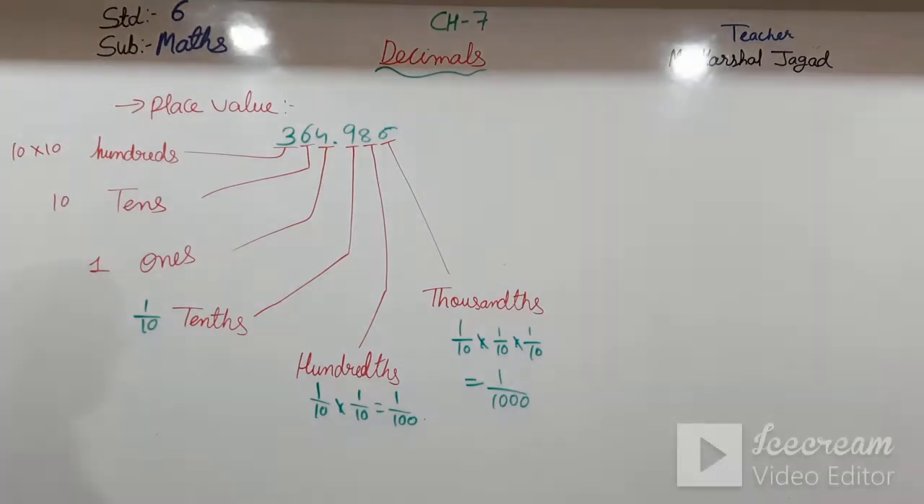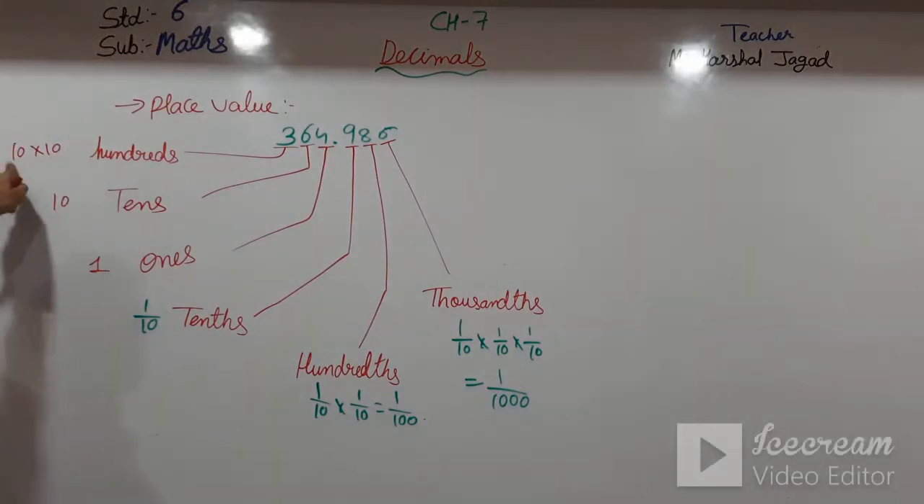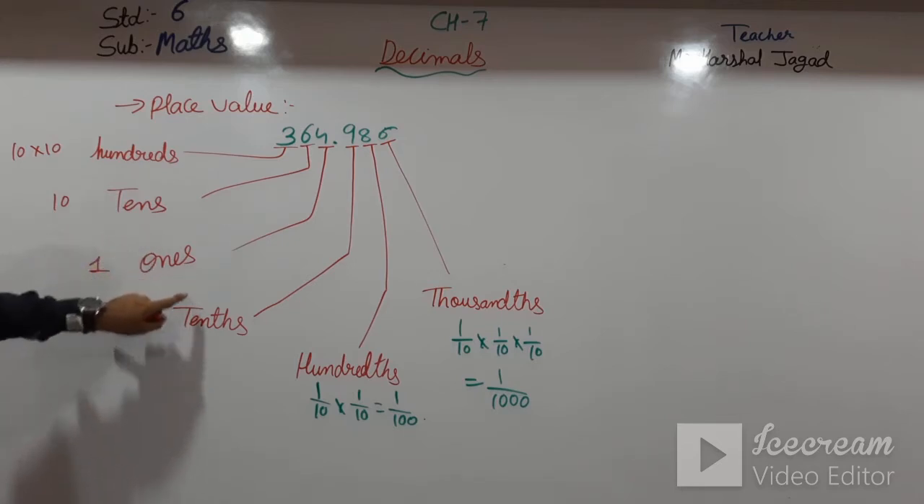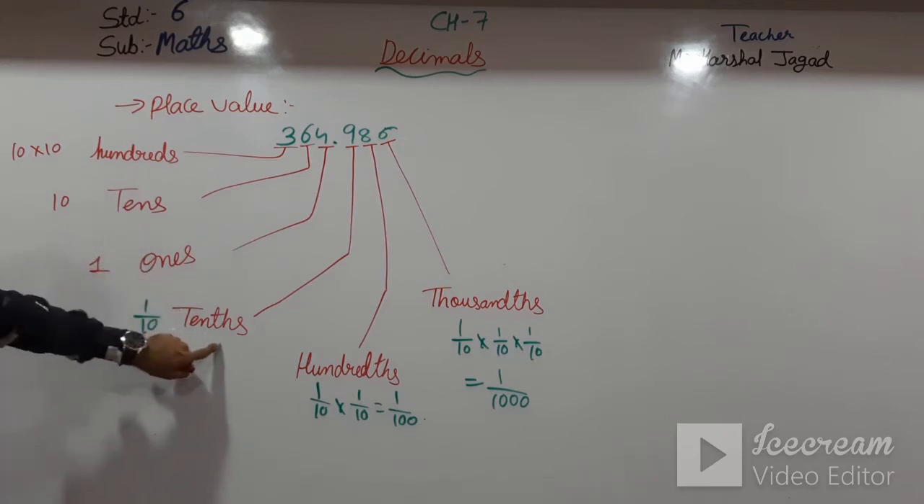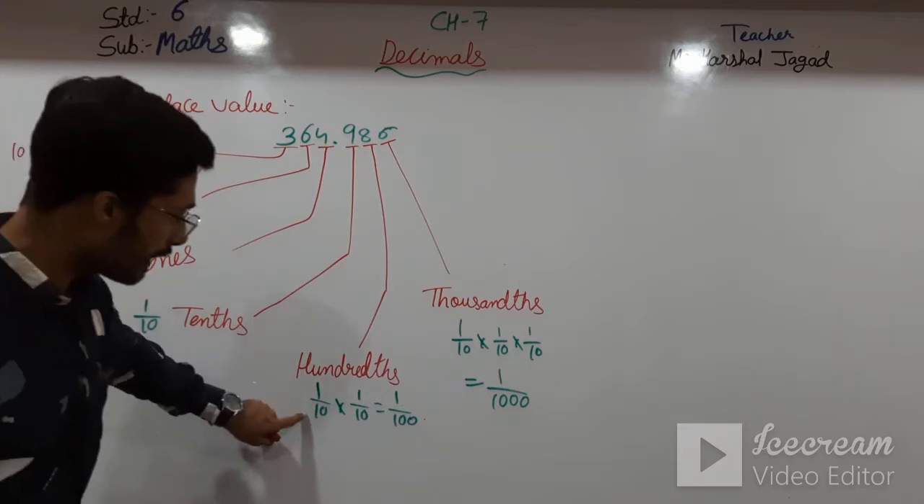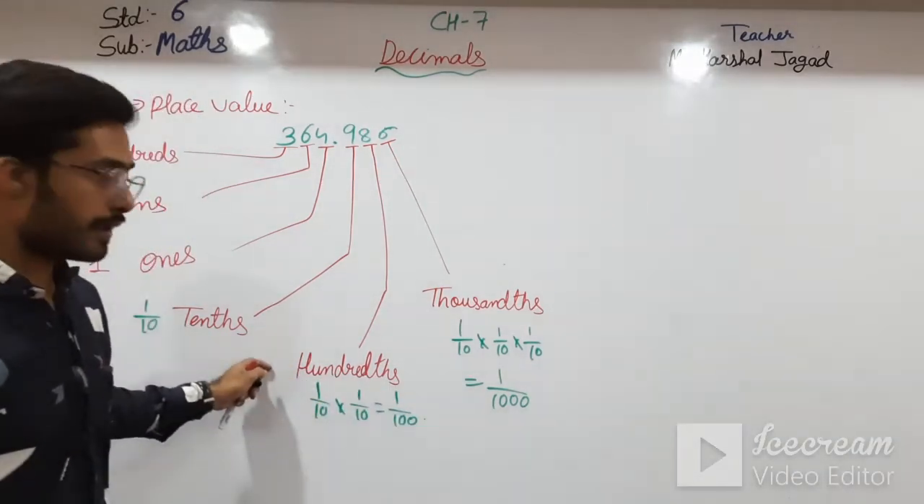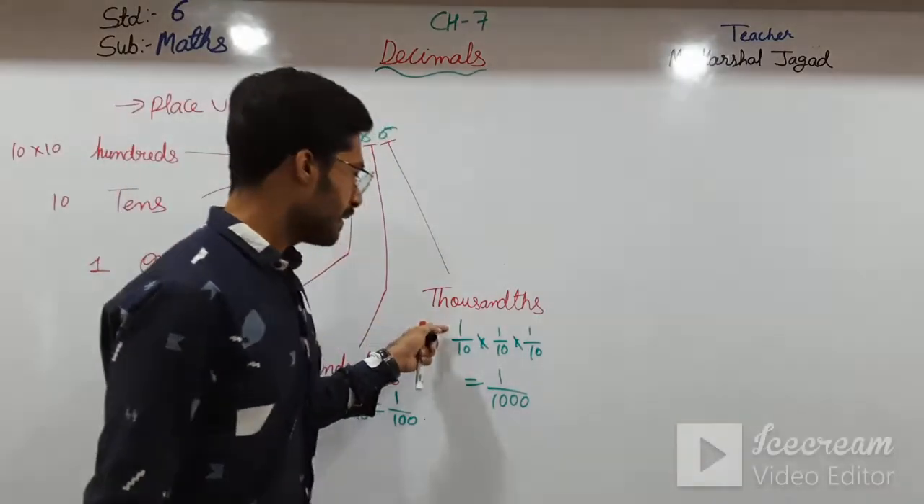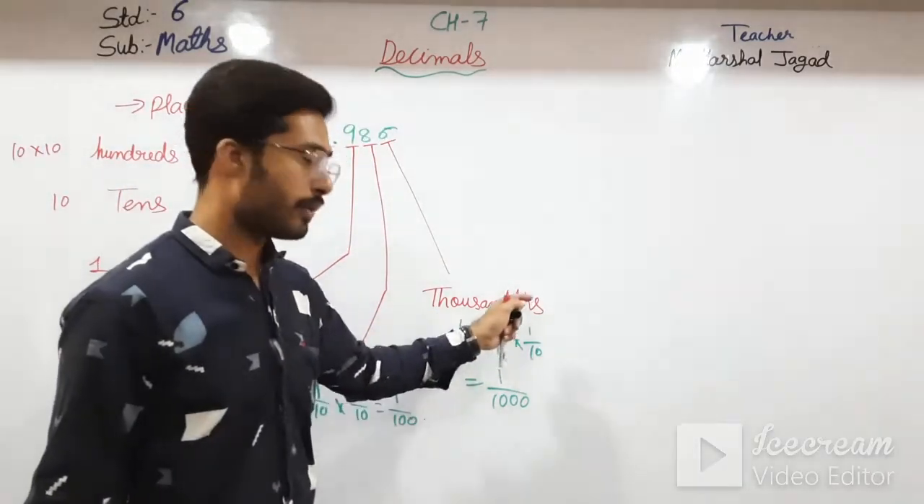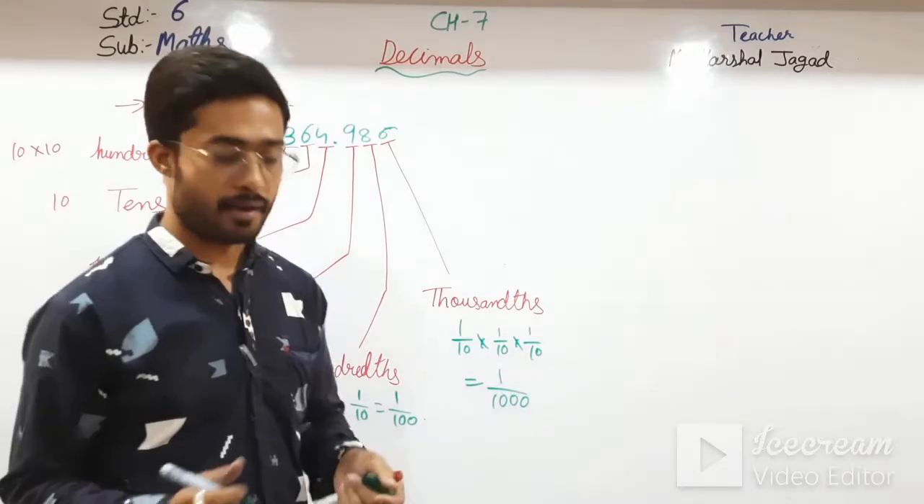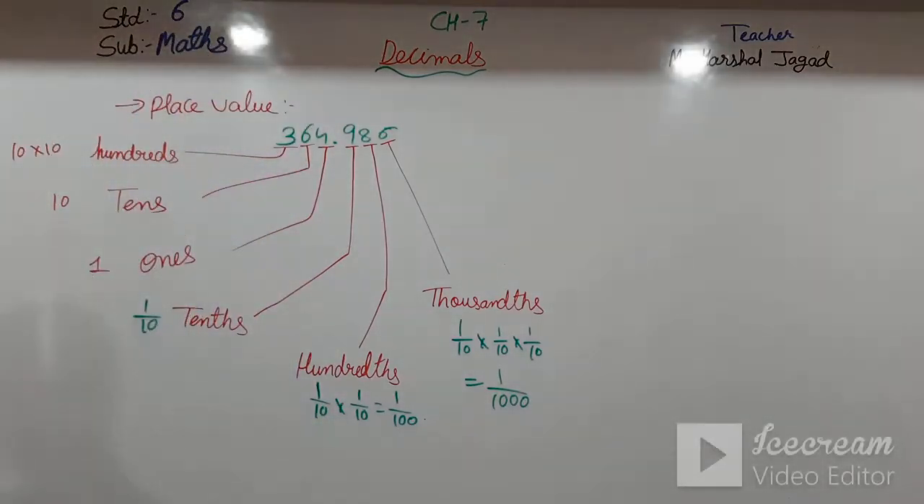Okay, so in this way the values are given. 10 into 10, that is hundreds, 10 is tens, 1 is ones, 1 upon 10 is tenths, 1 by 10 into 1 by 10 is 1 by 100, that is hundredths, and thousandths is 1 by 10 into 1 by 10 into 1 by 10, that is 1 by 1000. So this is the place value. See here an example.